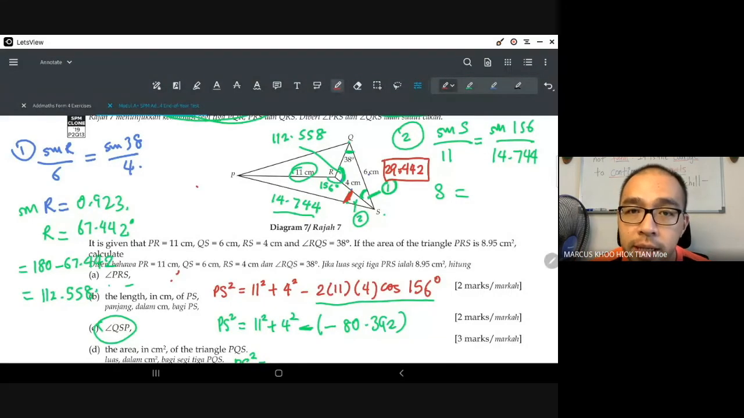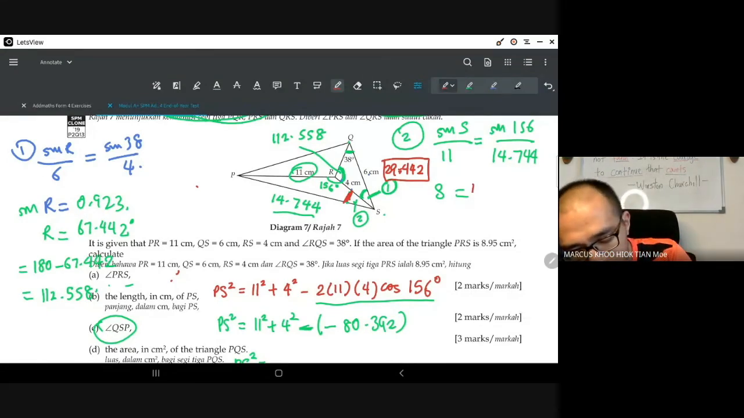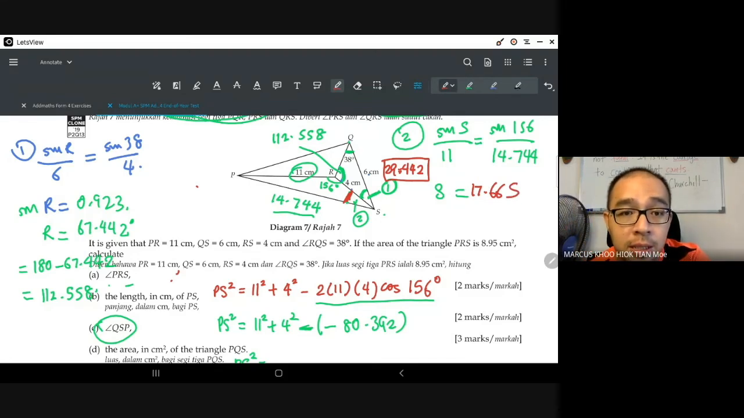Sine S over 11 equals sine 156 over 14.744. How do I find the angle of S? Very good. 17.665. I think that's the answer. Yes, 17.665. Let's leave it at that.